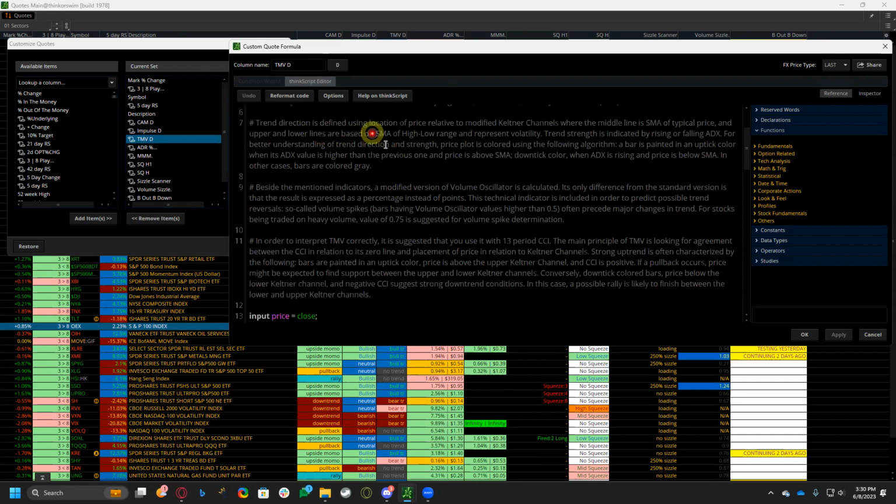Trend direction is defined using location of price relative to the modified Keltner channels, where the middle line is the SMA of typical price, and the upper and lower lines are based on the SMA of high and low range. That represents our volatility. Strength is identified by rising or falling ADX. For better understanding of trend direction and strength, the price plot is colored using the following algorithm. A bar is painted in an uptick color when its ADX value is higher than the previous one and price is above the SMA. Does that sound familiar? Downtick color is when the ADX is rising and price is below the SMA. In other cases, bars are colored gray.